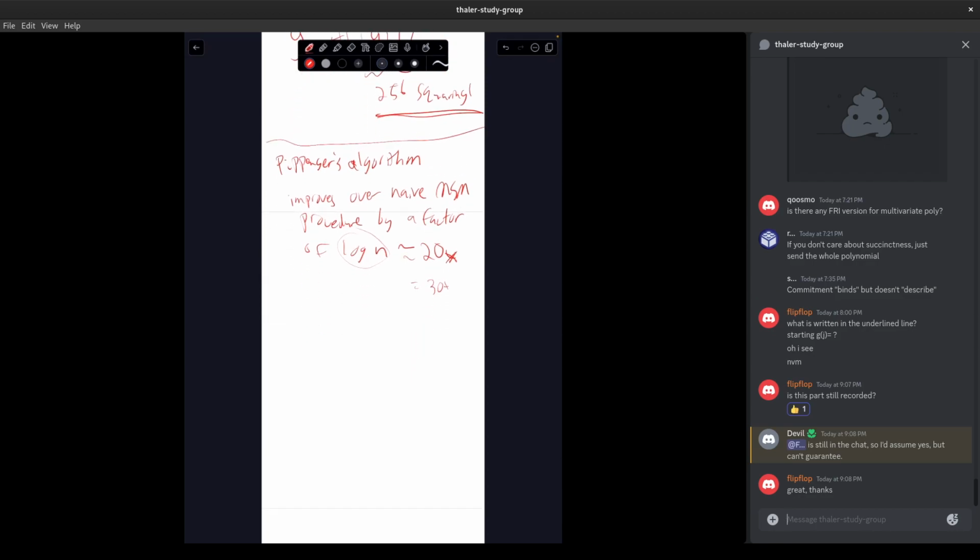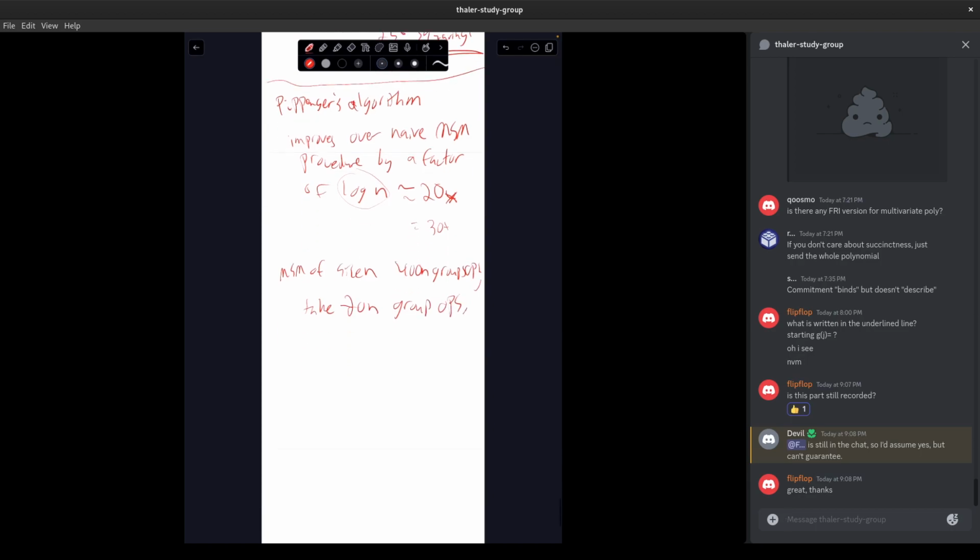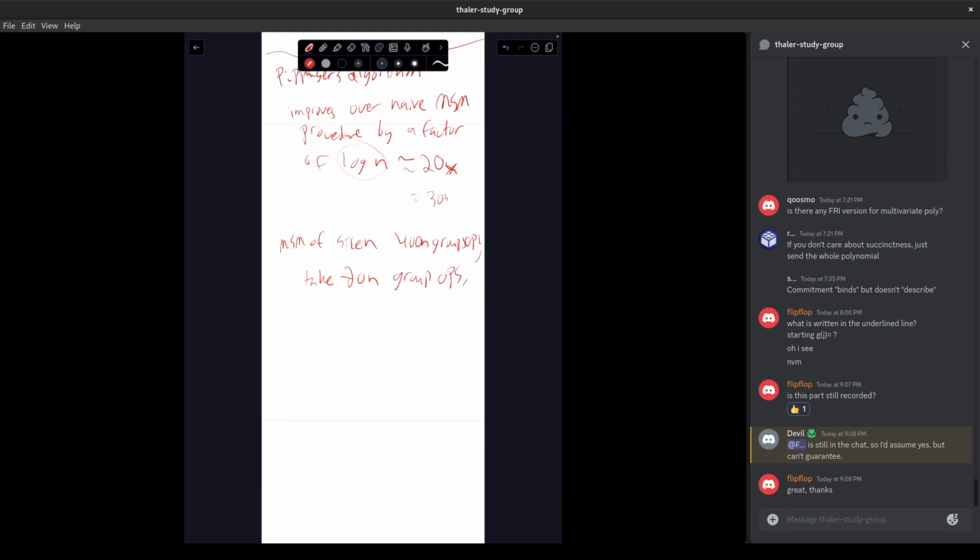So this 30x factor is really significant. Now you'll go from an MSM of size n taking 400 n group ops to it only taking 20 n. And now this is not so bad. That's still like 120 to 250 field ops per committed value. But 250 or so is much better than 5,000.